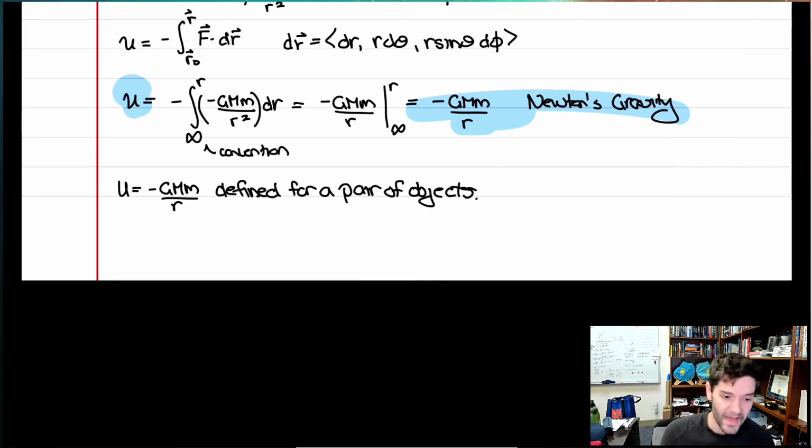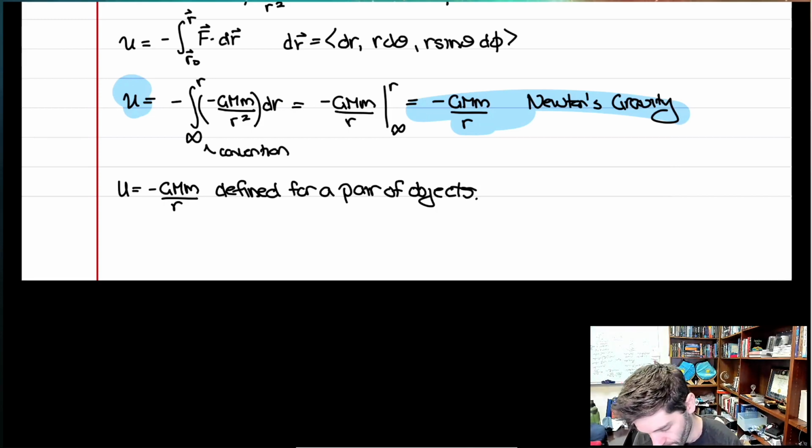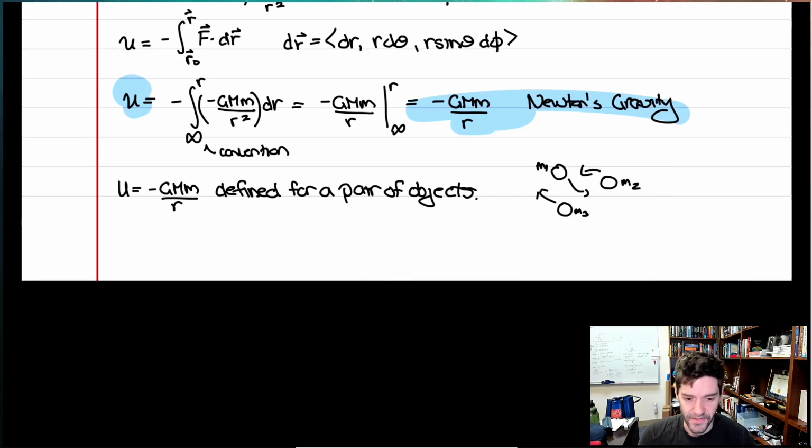Notice there are two masses in the problem. So this potential energy is the potential energy associated with the gravitational interactions between the two objects that are tugging on one another. So if you had, for example, 3 objects in your system, and they're all roaming around via their mutual gravitational interactions.